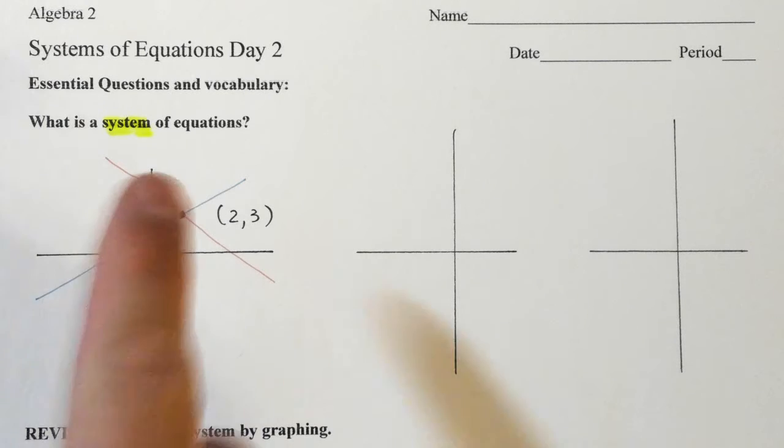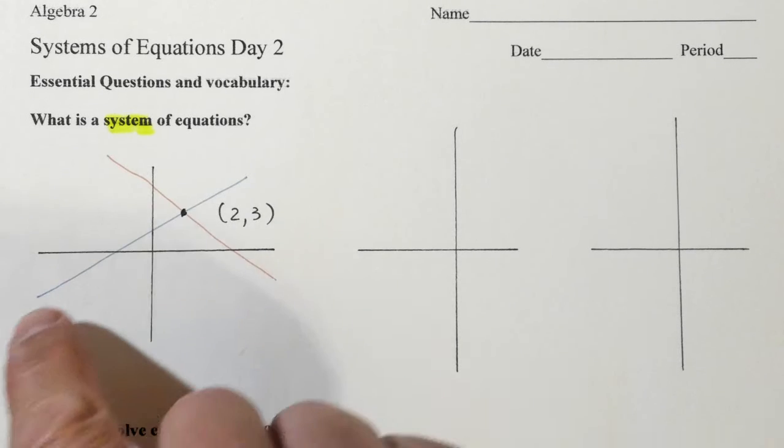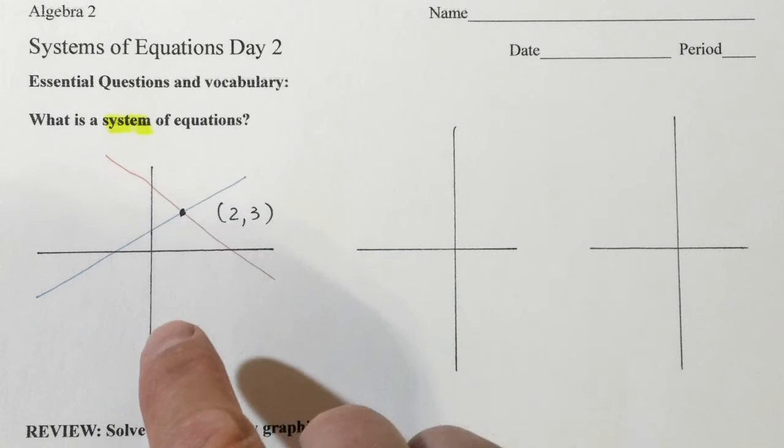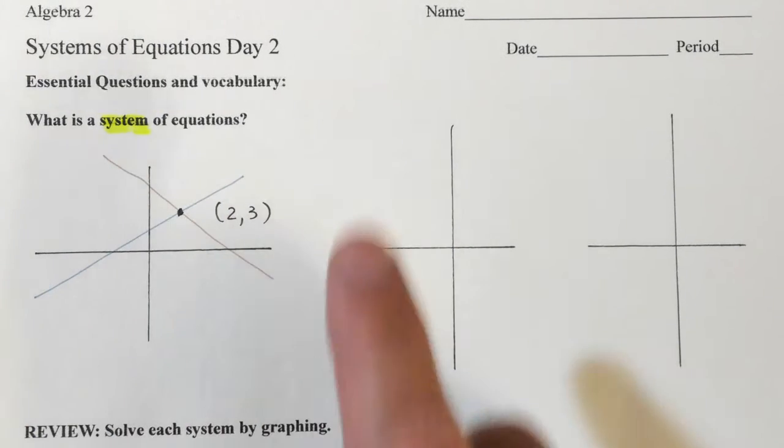So again, a system is just two or more equations. First year algebra, we usually just work with two equations. When you get to advanced algebra, then we go up to 3 equations, and then we also do non-linear functions. Today, there are two special cases, because most of the time when you're dealing with two lines, this is what happens. This is normal. They cross at some point.